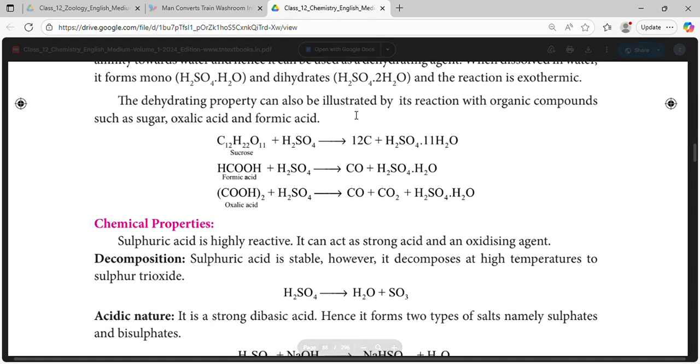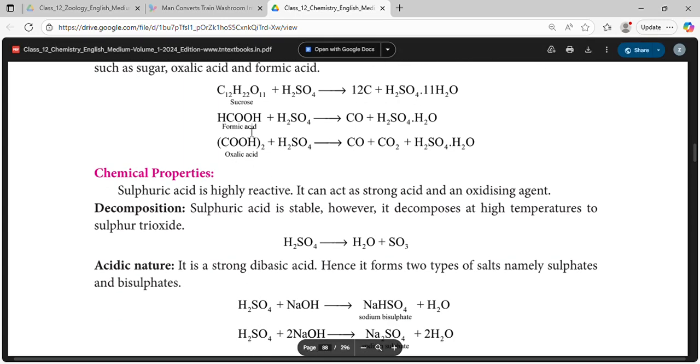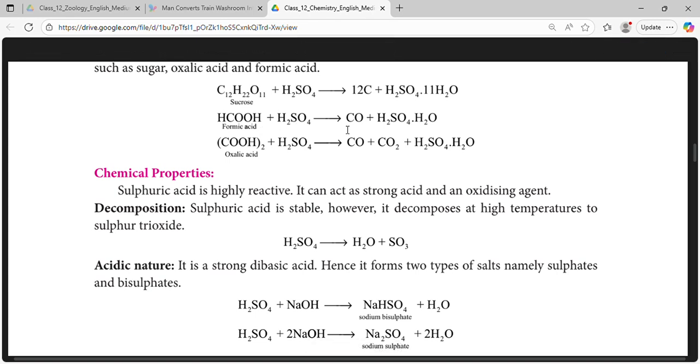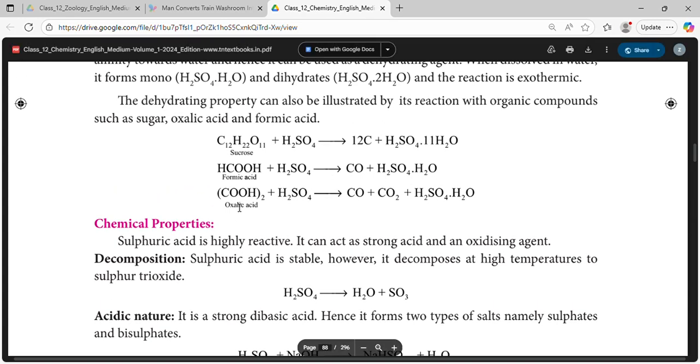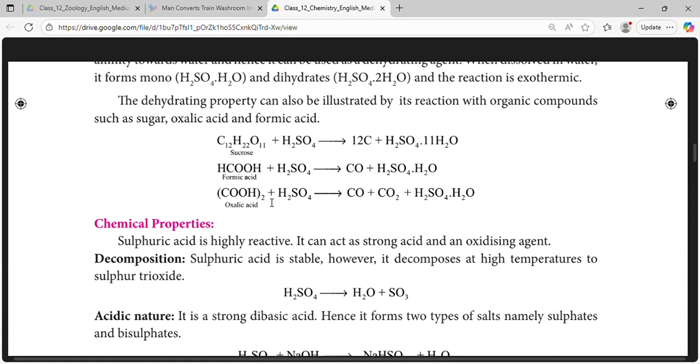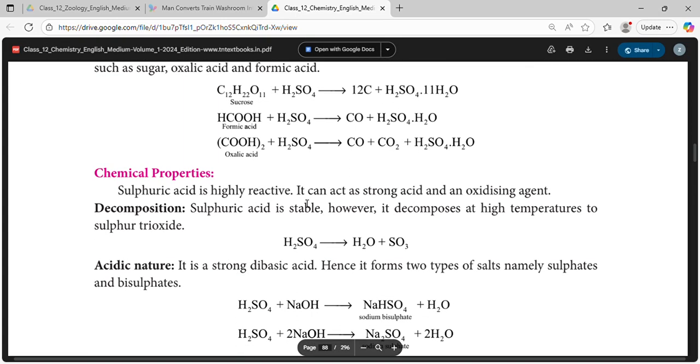The dehydrating property can be illustrated by the reaction with organic compounds such as sugar, oxalic acid, formic acid, sucrose. C12H22O11 plus H2SO4 gives 12 C plus H2SO4·11H2O. Formic acid, HCOOH, plus sulfuric acid gives CO plus H2SO4·H2O. Oxalic acid, (COOH)2, plus sulfuric acid gives CO plus CO2 plus H2SO4·H2O.